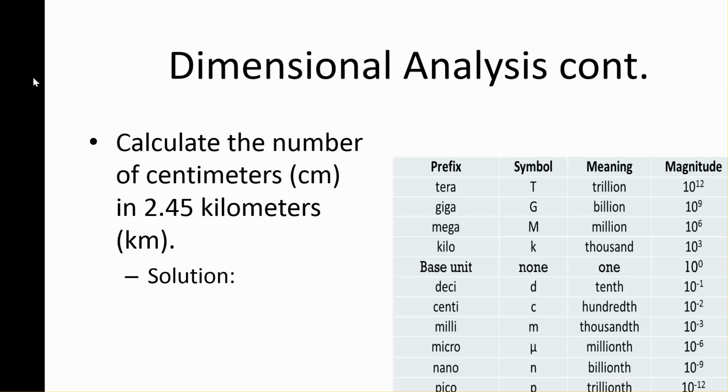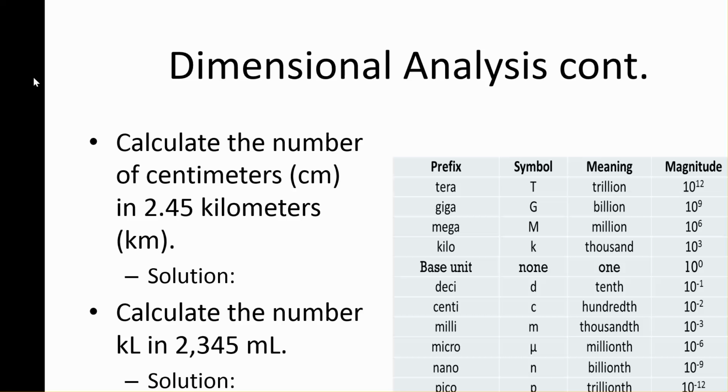Again, apologize about that. So, calculate the number of kiloliters in 2,345 milliliters. So again, I'm just going to write up off the top. I'm going to write this slightly different. I've got 2,345 milliliters equals blank kiloliters, right? And I'm going to write down my magnitudes. So milli, I found it down here, that lowercase m, 10 to the negative 3. Kilo, I already did this one in the last problem, 10 to the 3rd.